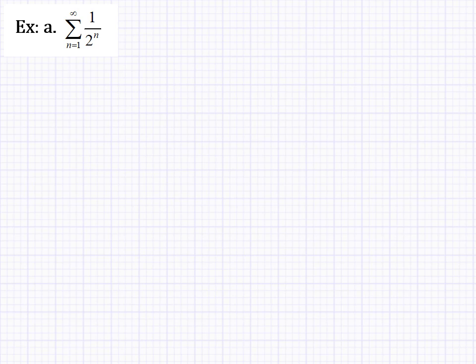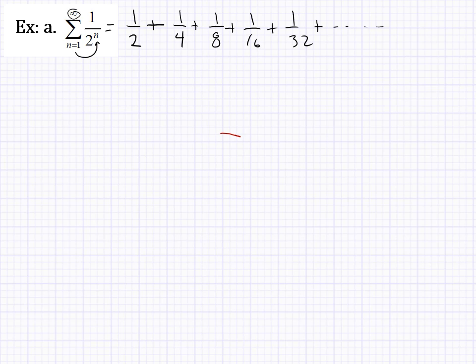Okay, here's our first example. It's the sum as n equals 1 to infinity of 1 over 2 to the n. Sometimes it helps to look at the terms of this series. When n equals 1, I plug 1 in for n, I get 1 over 2 to the first. That's the first term. Plus, now I'll plug in 2 for n. So 1 over 2 to the second would be 1/4. Then I'll plug in 3 for n, 1 over 2 to the third, which is 1 over 8. Then 1 over 16. Then 1 over 32, etc. And this will just keep going and going forever to infinity. This is an infinite series.